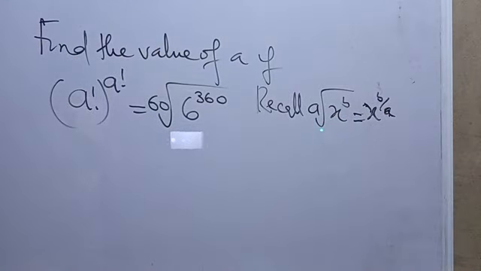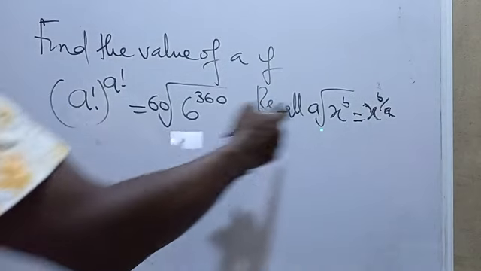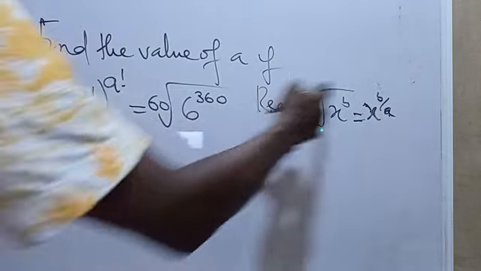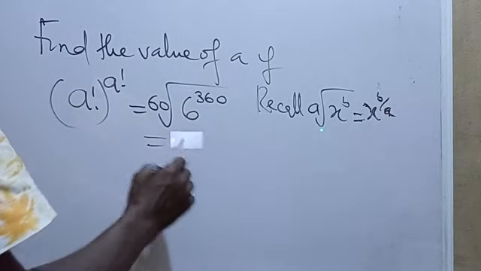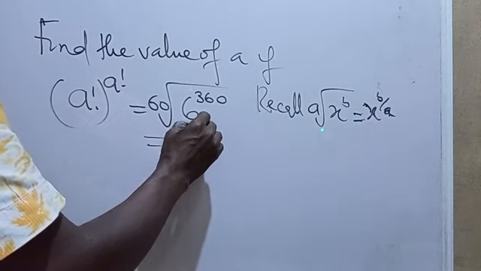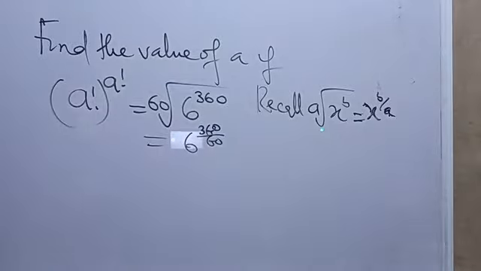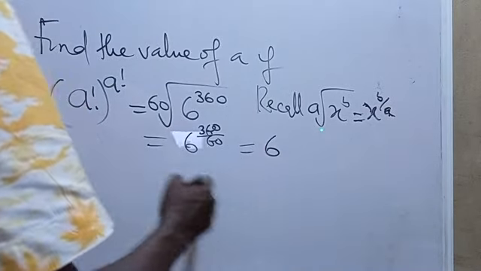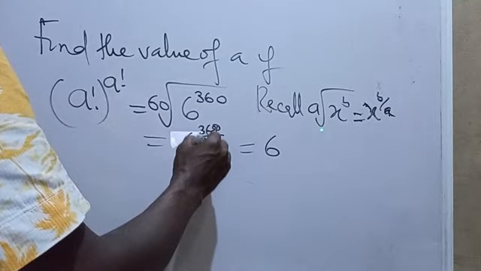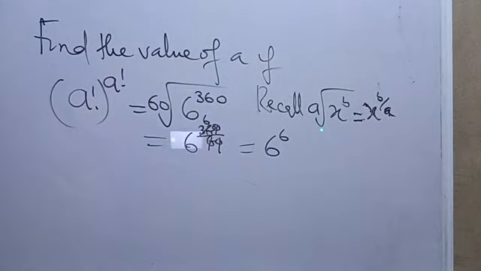So we can now write this as: a will be 60, x is now 6, b is 360. So this will now become 6 raised by 360 all over 60. I hope you got that. Yes. Okay, so that will give us 6, because 6 in 360 we have 6. So 6 now raised by 6.